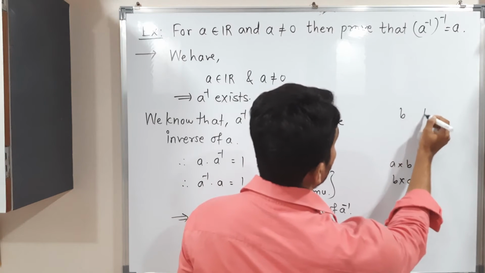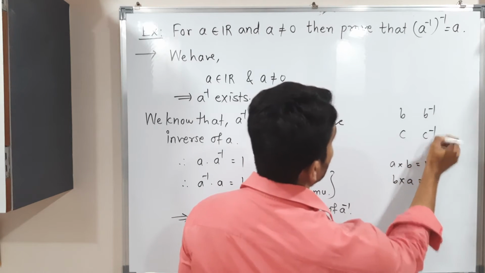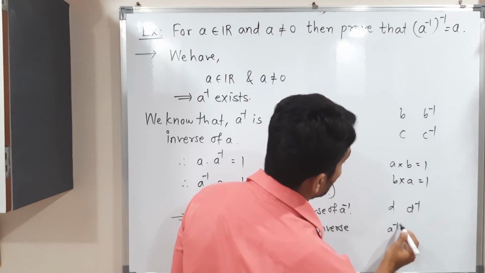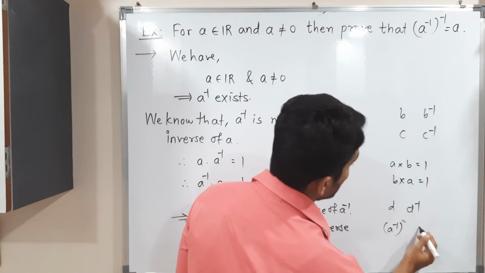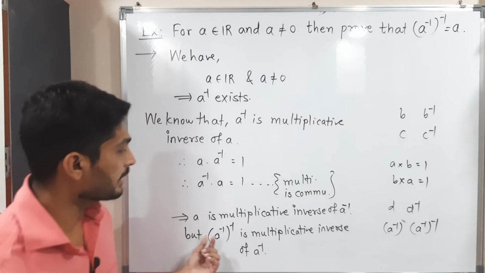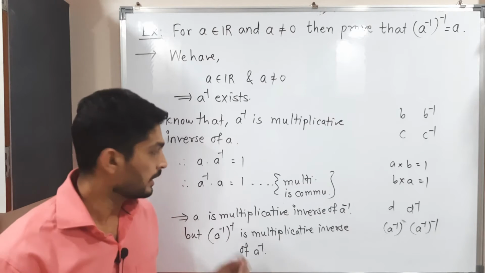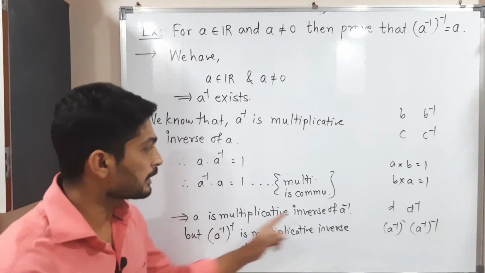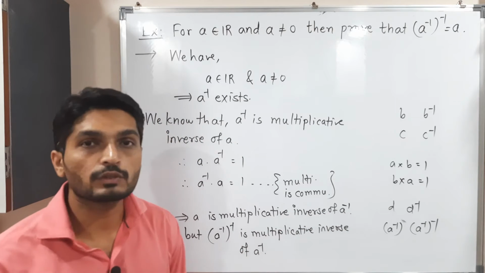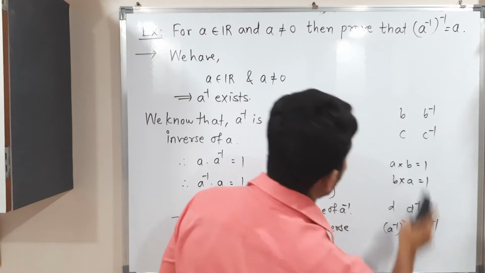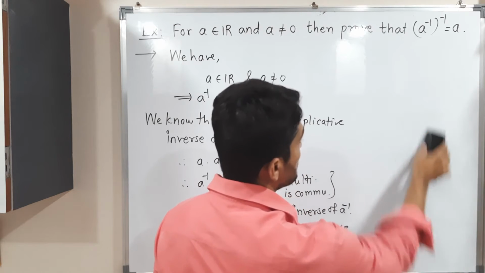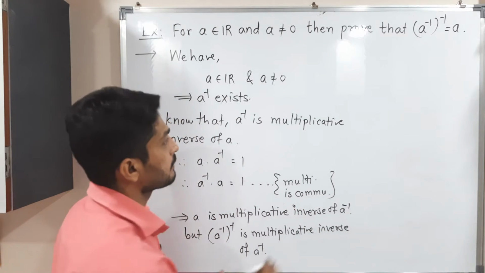What is the inverse of b? b inverse. What is the inverse of c? c inverse. What is the inverse of d? d inverse. So what is the inverse of a inverse? a inverse inverse. In that logic, we can write a inverse inverse is a multiplicative inverse of a inverse. Here we are saying a is a multiplicative inverse of a inverse, and here we are saying a inverse inverse is a multiplicative inverse of a inverse, but multiplicative inverse is unique. That means there are no two different multiplicative inverses. There is only one multiplicative inverse.